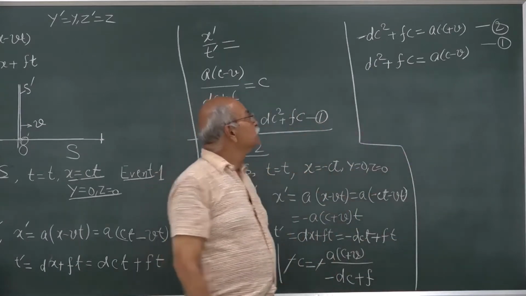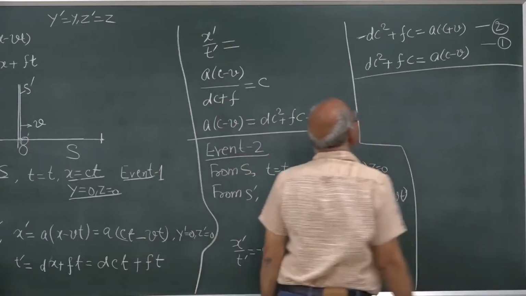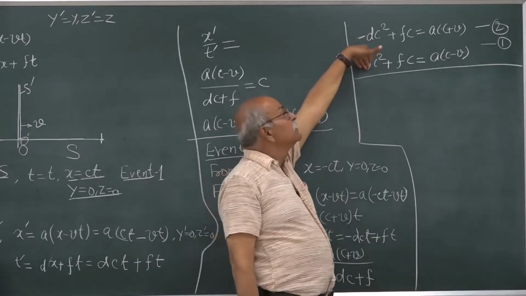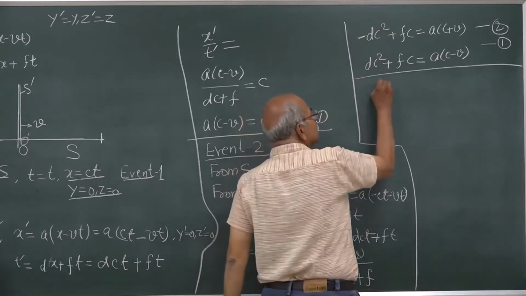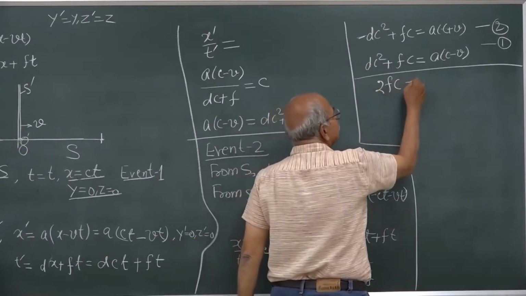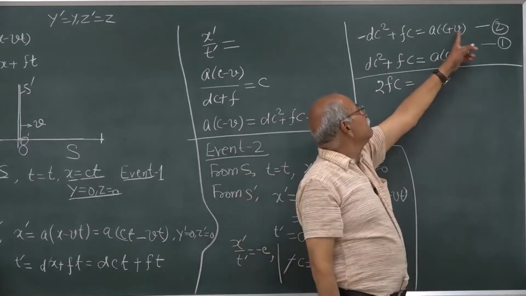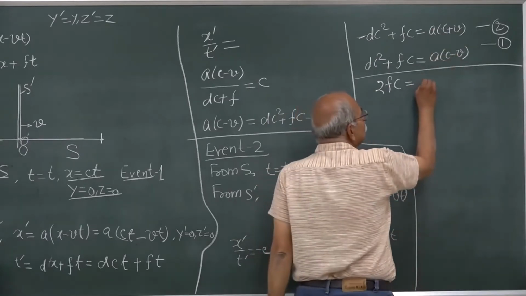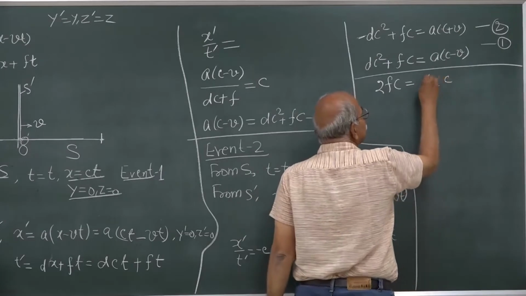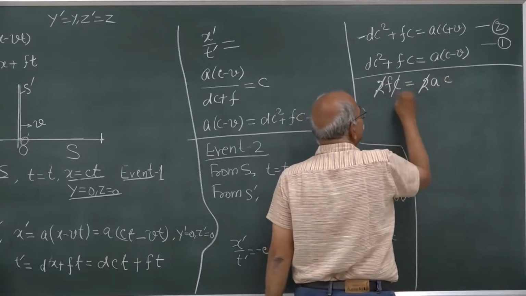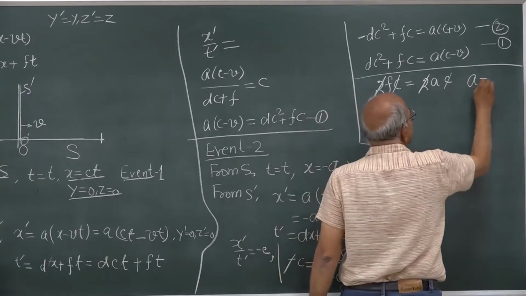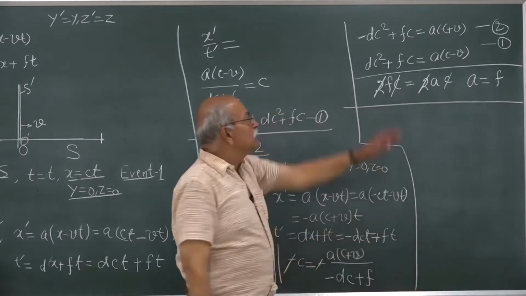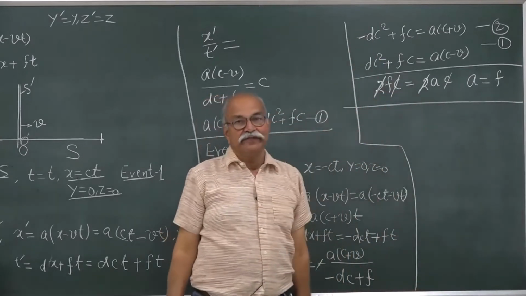Now, you add these two. This minus D c square cancels with this plus D c square, F c plus F c will be 2 times F c, and that is equal to: minus A v and plus A v cancel out, and A c plus A c will be 2 times A c. The 2 also cancels out, c also cancels out and you get A is equal to F. From these two equations you get A equal to F.